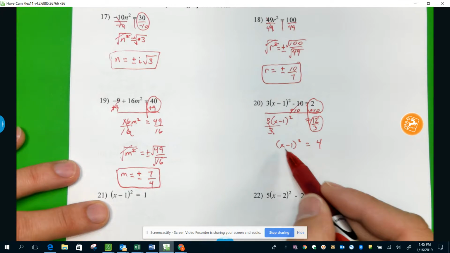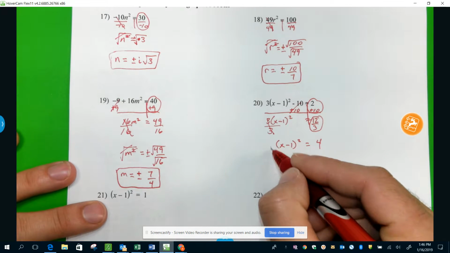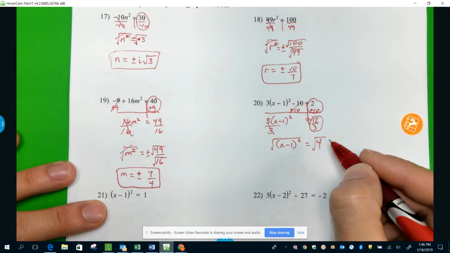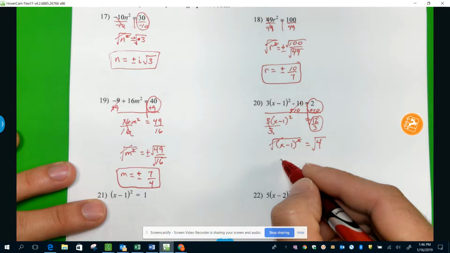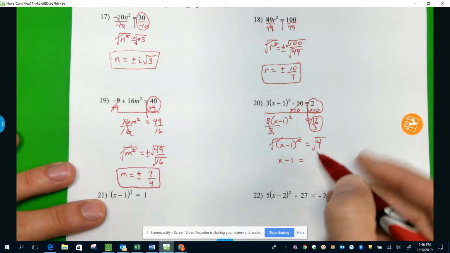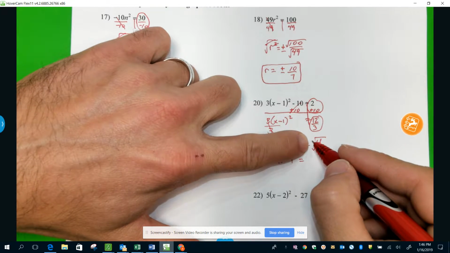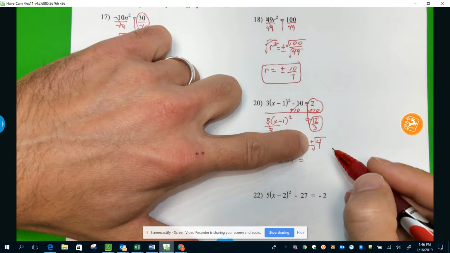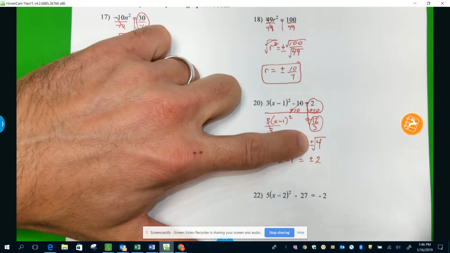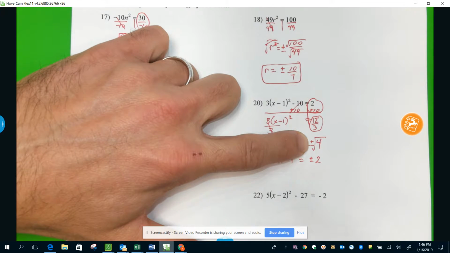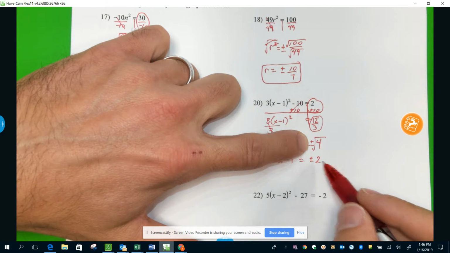Now that my squared term is isolated, I can square root both sides. On the left, when I square root, it cancels my square, so I just have x minus 1 left over. On my right, when I square root, don't forget to put your plus or minus. So I've got plus or minus the square root of 4, which turns into a nice pretty 2. So I've got plus or minus 2.